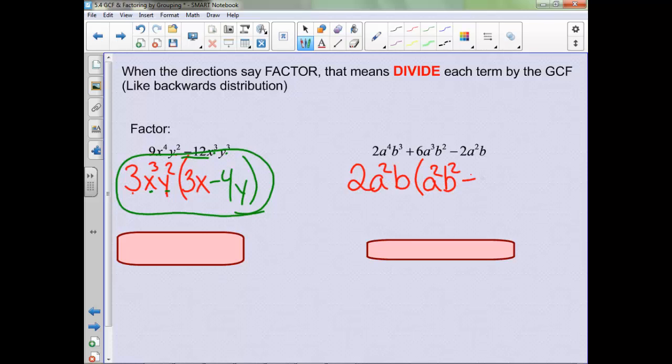In the second one, we divided by 2, so we're left with 3. We took out 2 of the a's, so there's 1 left, and we took out 1 of the b's. On the last one, negative 2 divided by 2 is negative 1. We took out the a squared and the b, so we're just left with negative 1.